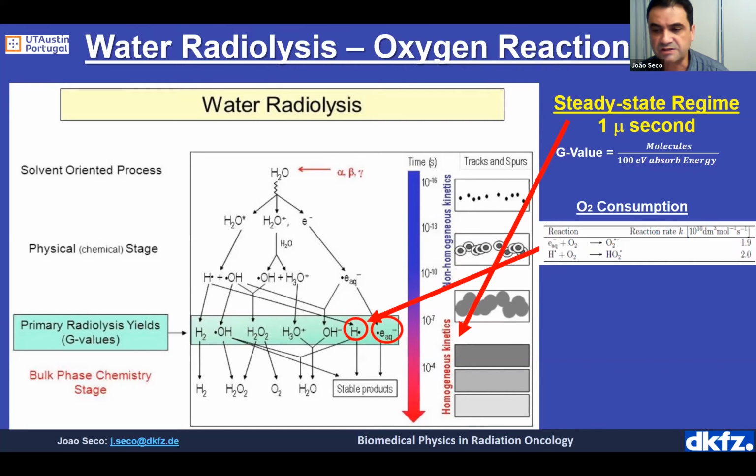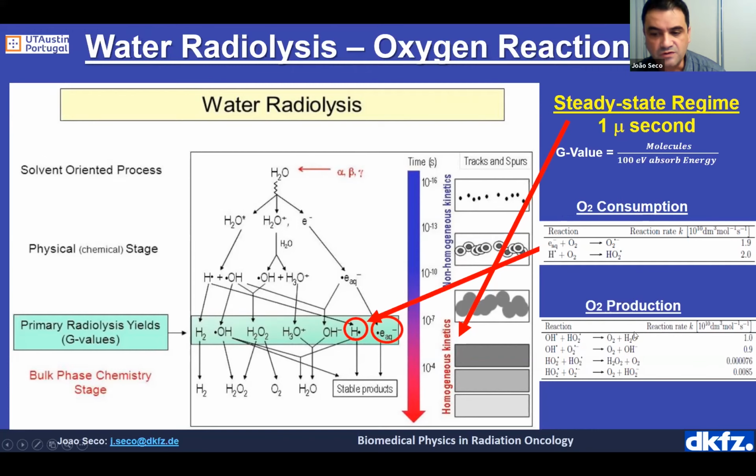Okay, and the reactions that affect oxygen are the ones that consume oxygen. So oxygen reacts with electrons and hydrogen, and the ones that produce oxygen. So oxygen can be produced by a variety of reactions, like the radicals reacting with superperoxyl and so on. So you always have a balance between consumption and removal of oxygen that is happening live with the radicals.